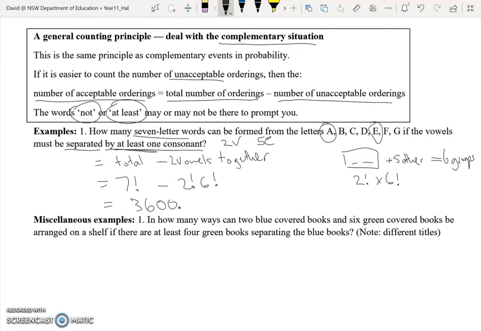So much easier than considering the cases, because you would have to consider one consonant between the 2 vowels. If you're doing cases, then next you'd have to consider 2 consonants between the 2 vowels, then 3 consonants between the 2 vowels. So many cases, so this method is much simpler.